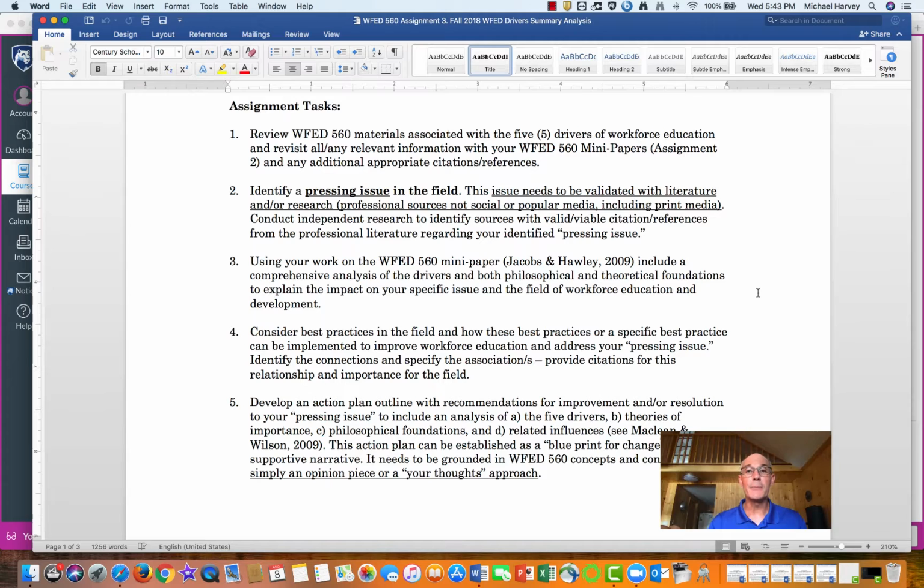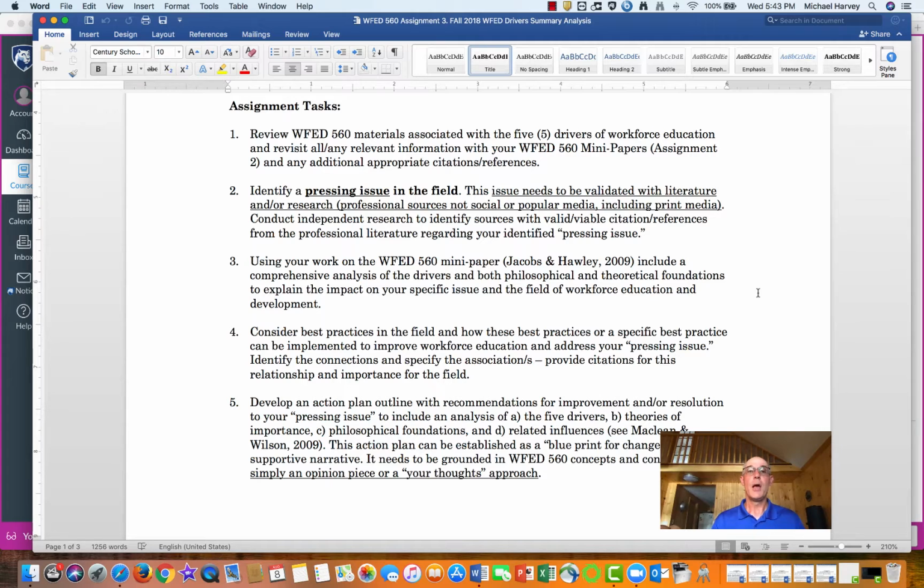This is a source that comes from the professional literature that is validated, that has citations, references, and supports, and you will need to be using a literature review and identifying literature that supports your pressing issue. If you're talking about the skills gap, there are significant issues that talk about the skills gap. If you're talking about talent management, there are significant issues that talk about talent management. If you're talking about college and career readiness and the impact for education and specifically CTE, there are plenty of resource articles that identify those pressing issues.